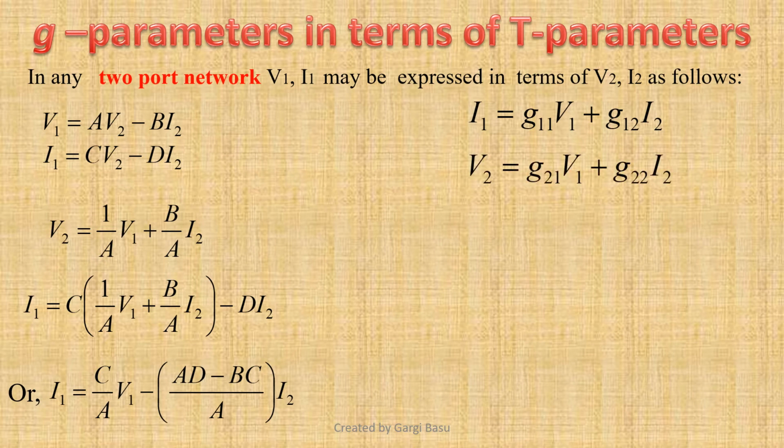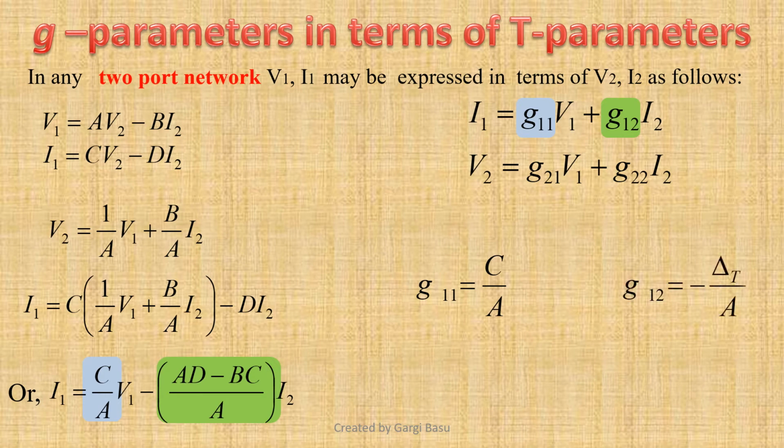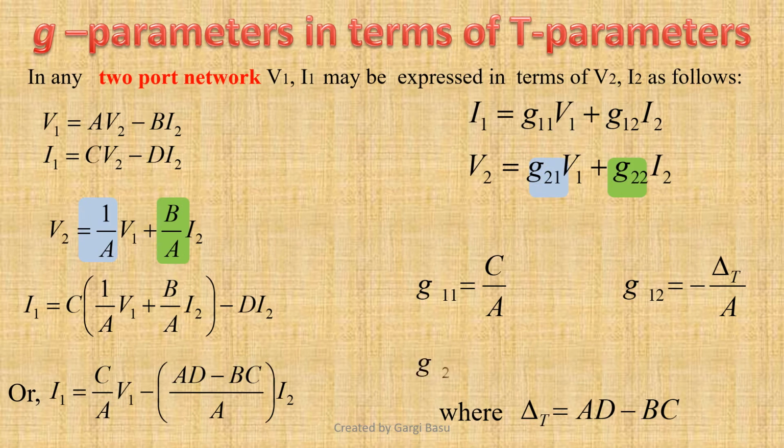Comparing the expressions for I1, we get G11 equals C by A and G12 equals minus delta T by A, where delta T equals AD minus BC. Now comparing the expressions for V2, we get G21 equals 1 upon A and G22 equals B by A. Now we have expressed the G parameters in terms of transmission parameters.